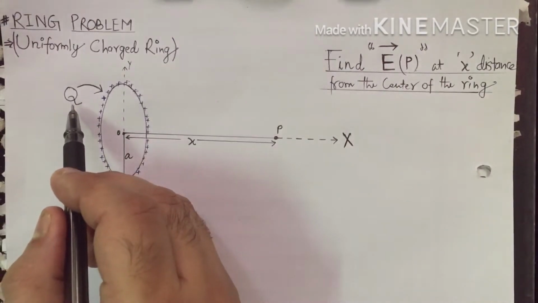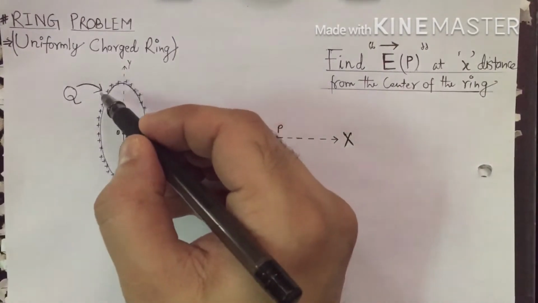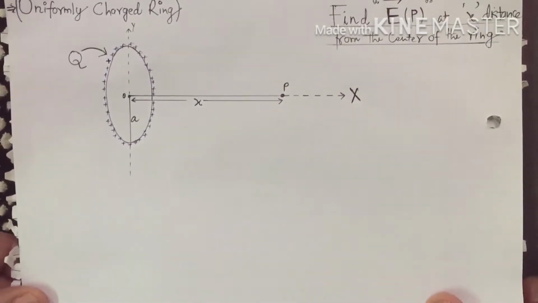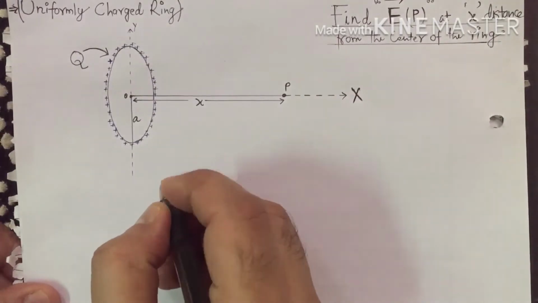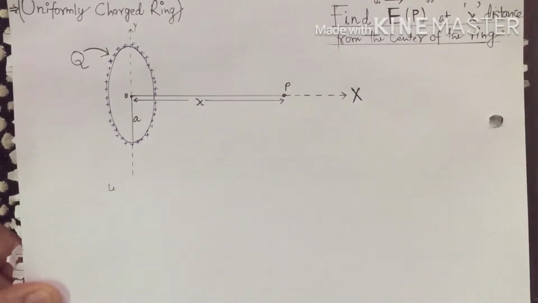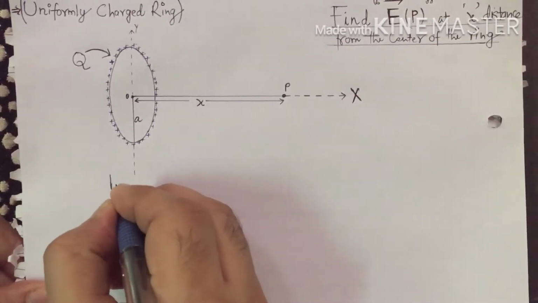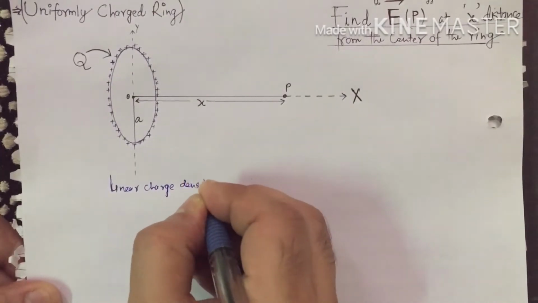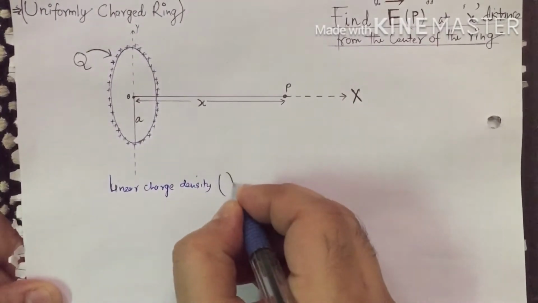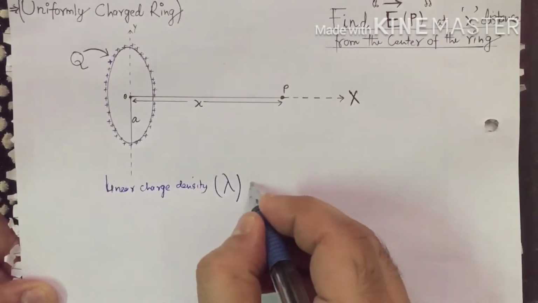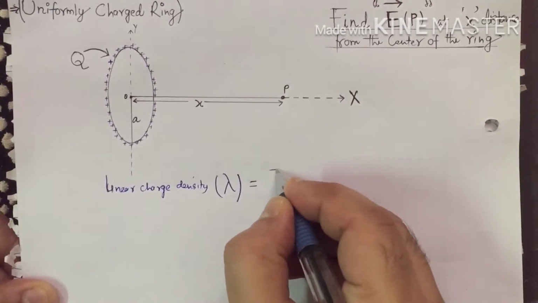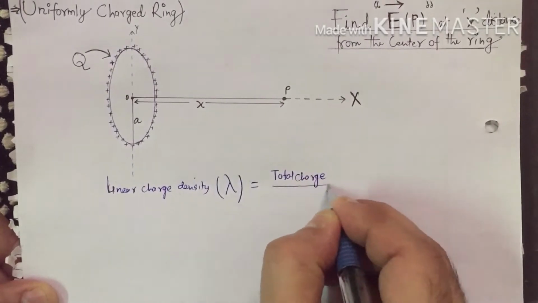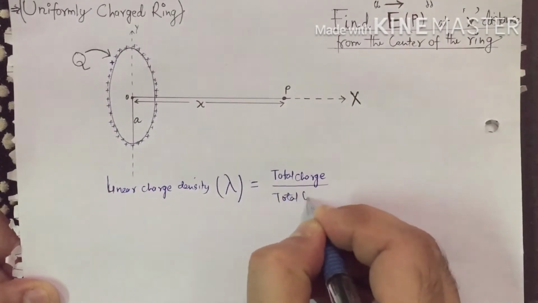Now, since the charge is uniformly distributed along its circumference, we can define a quantity which is called linear charge density. That is represented by lambda, and this is defined as the total charge divided by the total length.